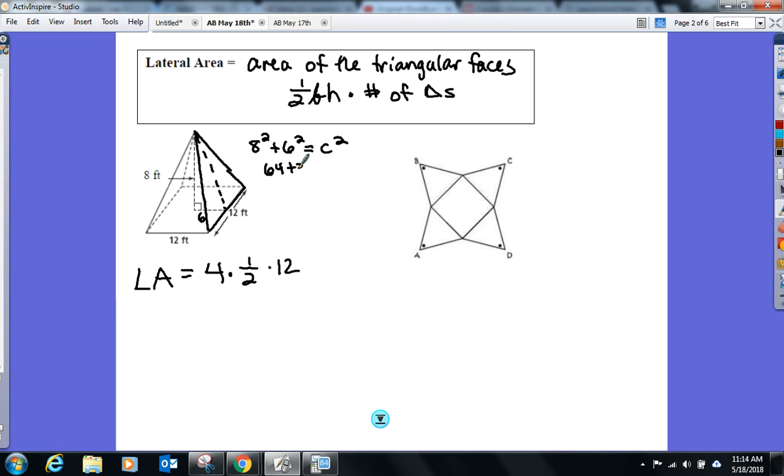64 and 36. So that slant height will be 10. Does everyone see what these numbers represent? This is the area of one of the triangular faces, and I got 4 of them. So the lateral area is 240 square feet.